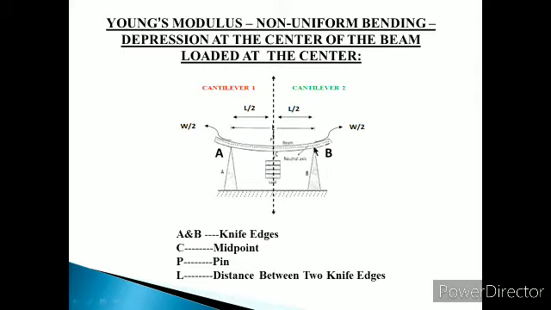This is another fixed end, another free end. So the W load is split into two, that is W/2 and W/2. So we have to split the beam as a combination of two cantilevers, cantilever 1 and cantilever 2. So we have to apply the formula for the cantilever for determining the depression of the beam.